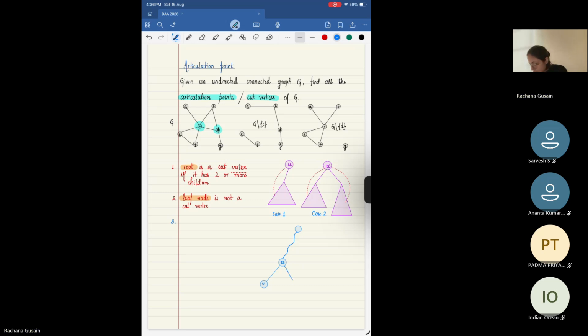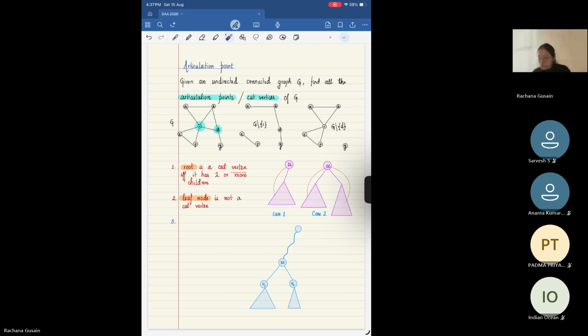Let's say V1 and V2. V1 and V2 can have subtrees, a subtree rooted at V1 and a subtree rooted at V2. It can be empty also. V1 or V2 can be leaf nodes as well. But the main thing is U is not a root node, and it is not a leaf node as well. So it will have at least one child, and it will have at least one ancestor as well.